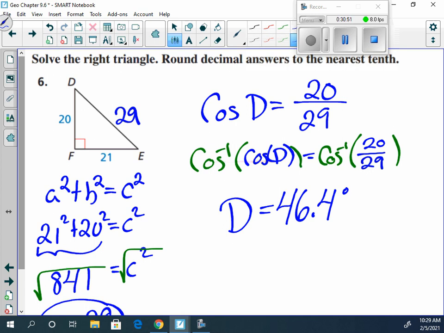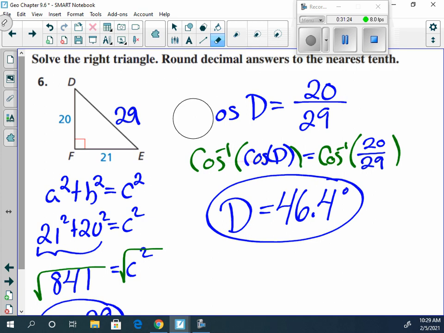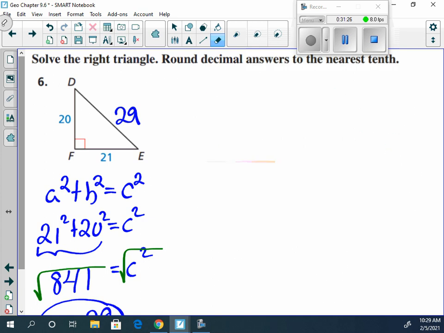Sweet. I need to get my ears checked or cleaned out, one of the two. So we get this here because we took cosine inverse of 20 over 29. We didn't get whatever I thought I heard. So we get this here. Now at this point here, we can do what? We can add 46.4 to 90 and subtract it from 180, yes? I'm going to give myself a little bit of space.